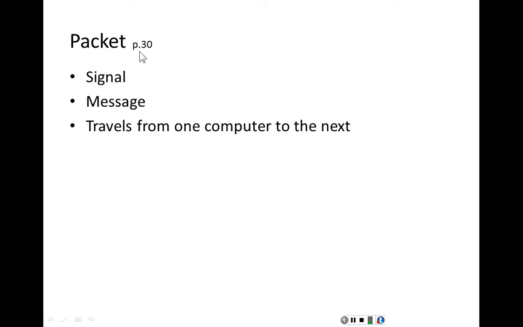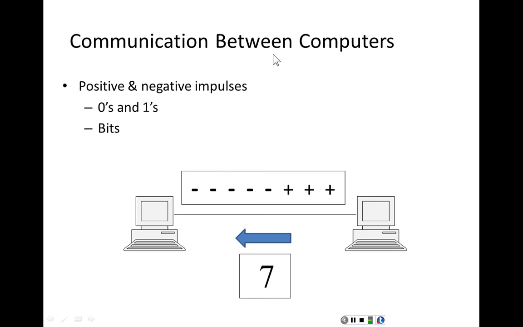Now let's turn to page 30 and discuss what is meant by a packet. Computers send packets to each other, and a packet is a signal which contains a message, and a packet is sent from one computer to the next. A packet is made up of data information and header information. Data is the data that you are sending, and the header includes the IP address of the destination computer.